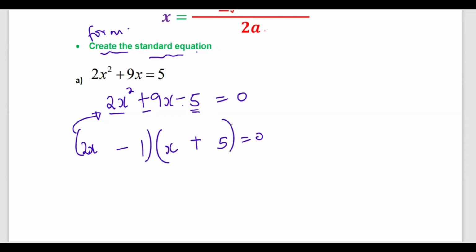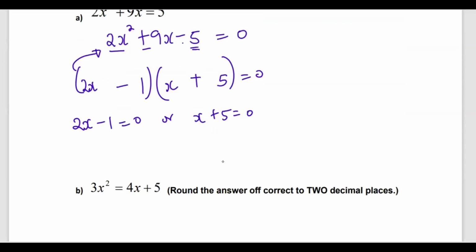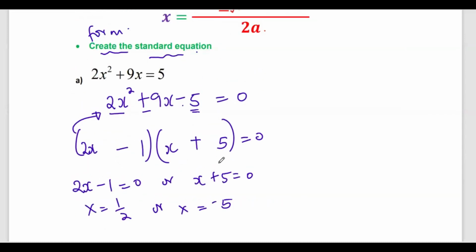okay? So from our dot product, we know that 2x minus 1 is equal to 0, or x plus 5 is equal to 0. And then I'll just solve this, so which means my x is going to be 1 over 2, or x has to be negative 5. Now that is if I'm using the factors. I'm lucky this question can be solved using the factors. Now there are times where the question cannot be factorized, okay? And the only option we have is just to use the quadratic formula.